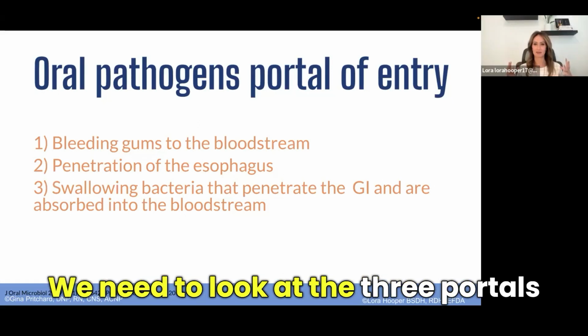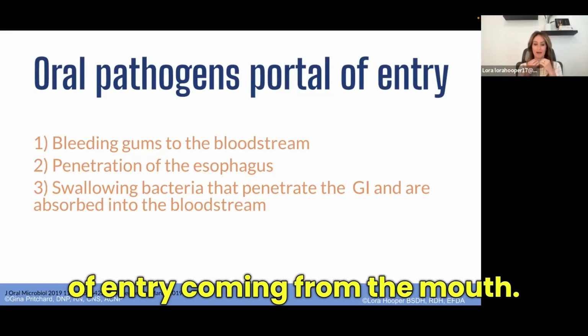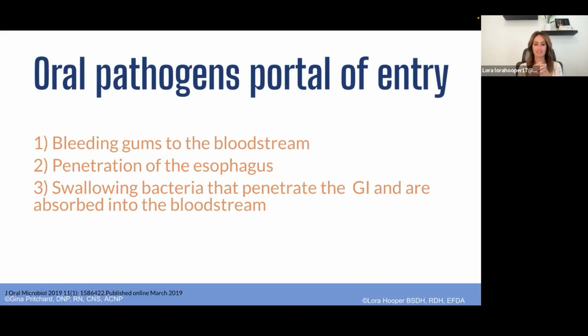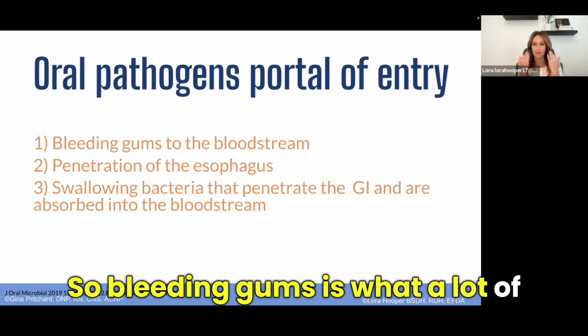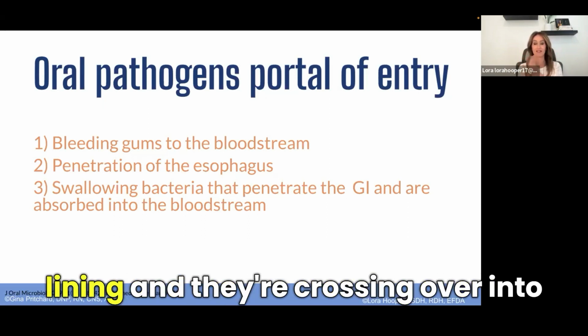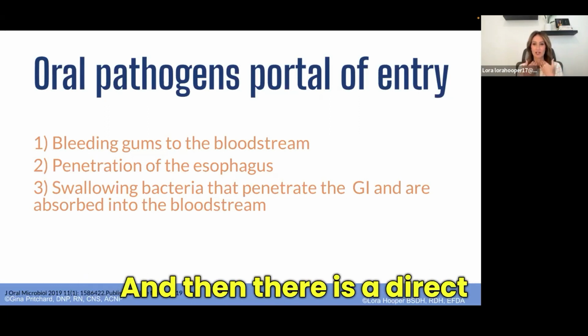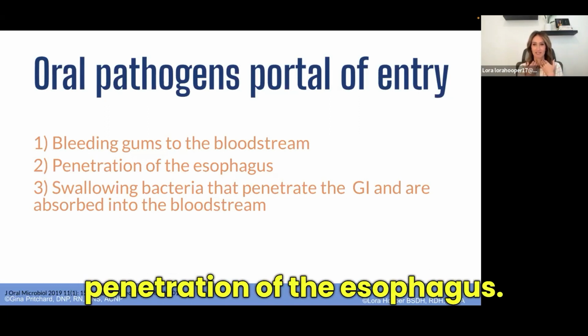We need to look at the 3 portals of entry coming from the mouth. The first one is what we just talked about, that like vascularity. So bleeding gums is what a lot of people associate that epithelial lining, and they're crossing over into the bloodstream, as we just saw.